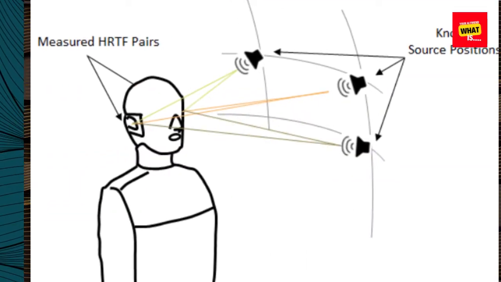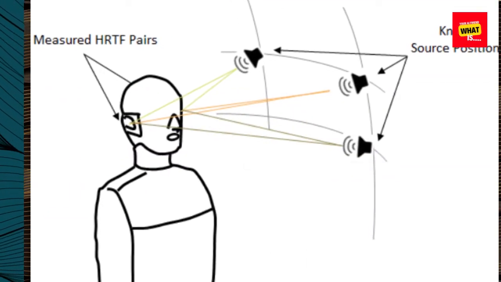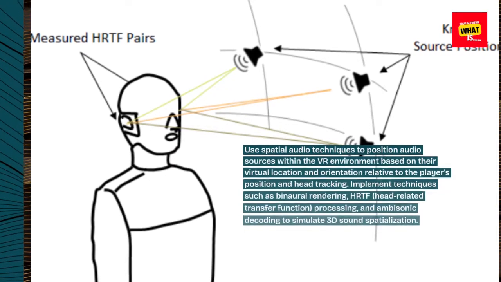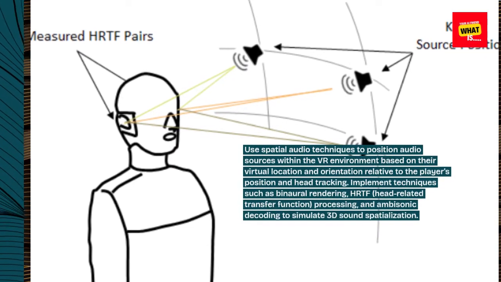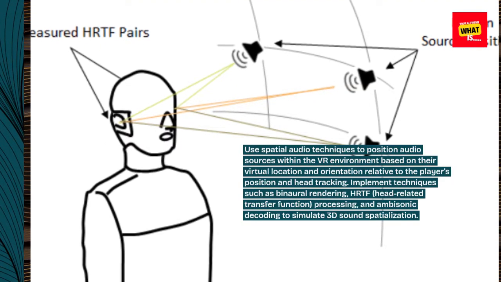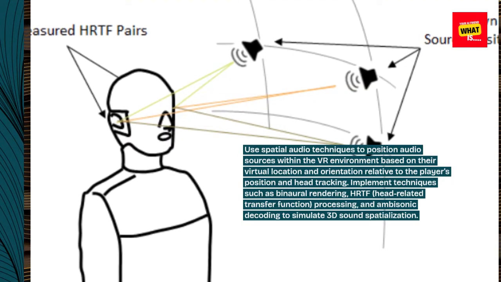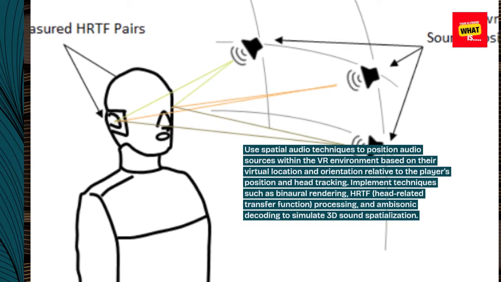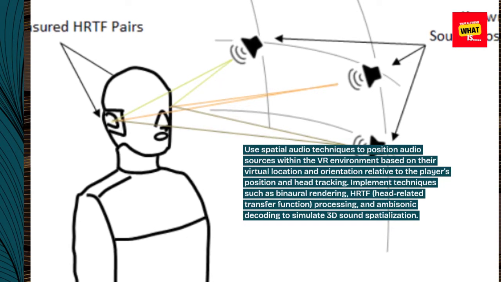Implement 3D sound spatialization. Use spatial audio techniques to position audio sources within the VR environment based on their virtual location and orientation relative to the player's position and head tracking.